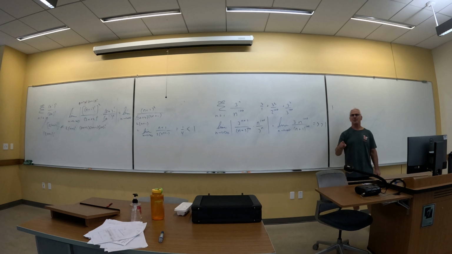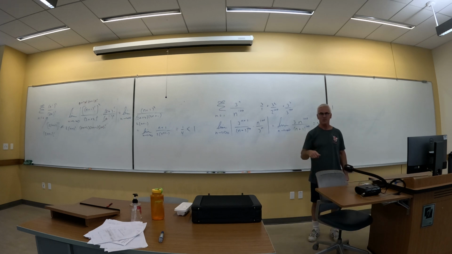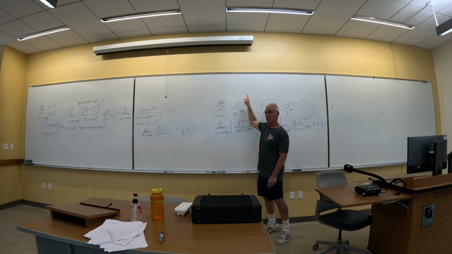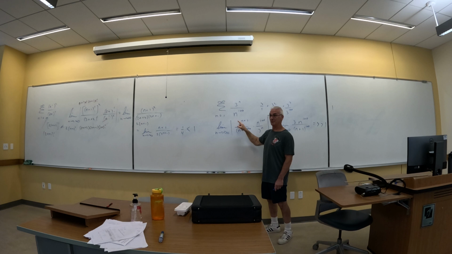Okay. 3 to the 4th power is 81. 3 to the 5th power is 243. Why am I pointing that out? Because if I got to 500 on the end, that would be the equivalent of 243 to the 100th power, whereas your denominator is only, what?